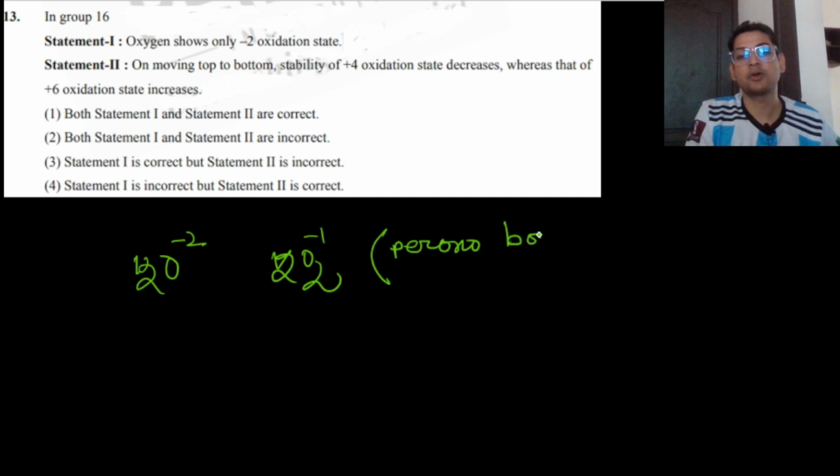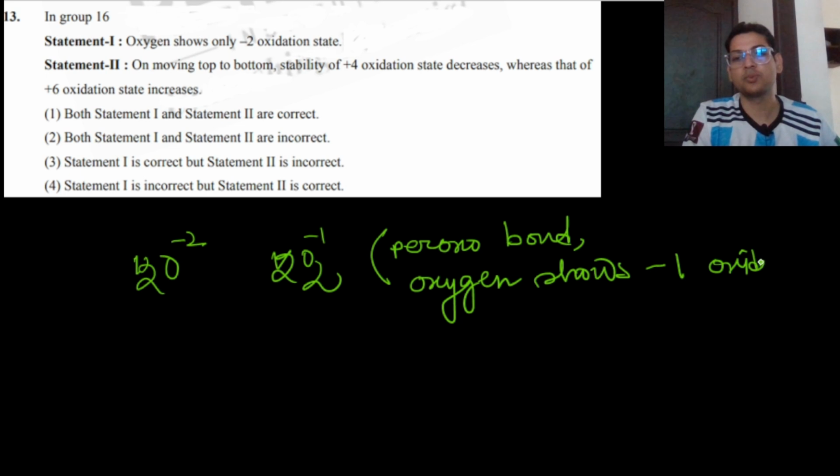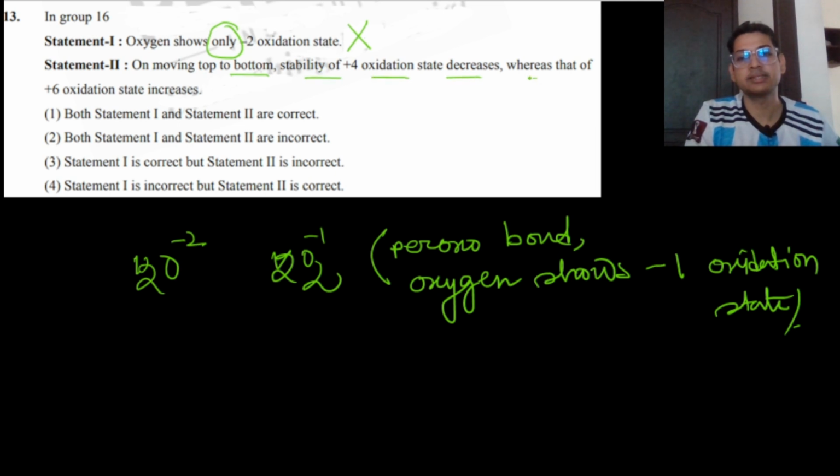Why? Because in H2O, yes, oxygen is -2, but in H2O2 it is -1. So in a peroxo bond, oxygen shows -1 oxidation state, right? So statement 1, that it only shows -2, is not correct. Okay, on moving top to bottom, stability of +4 decreases whereas +6 increases. No, that is also wrong.